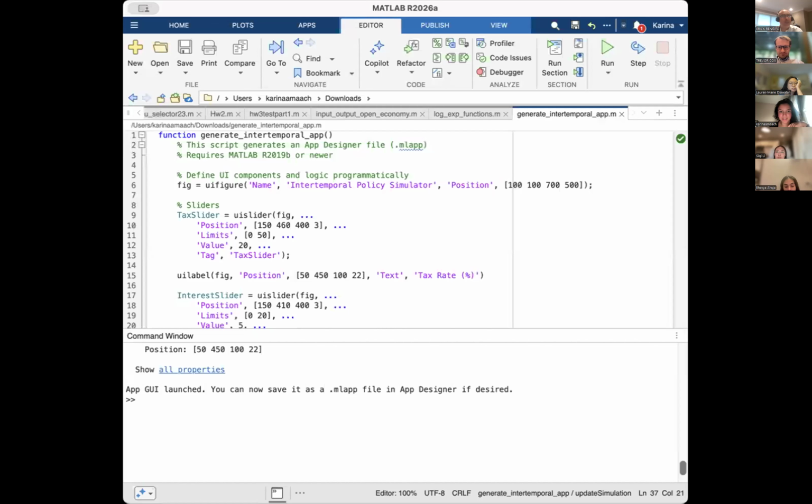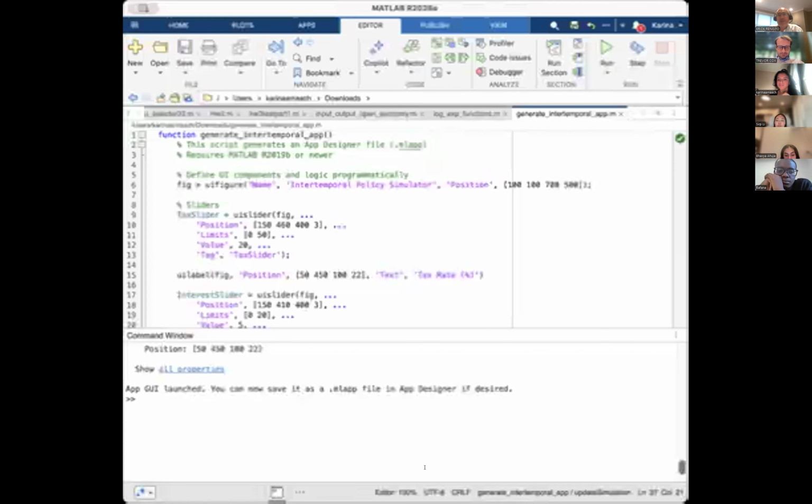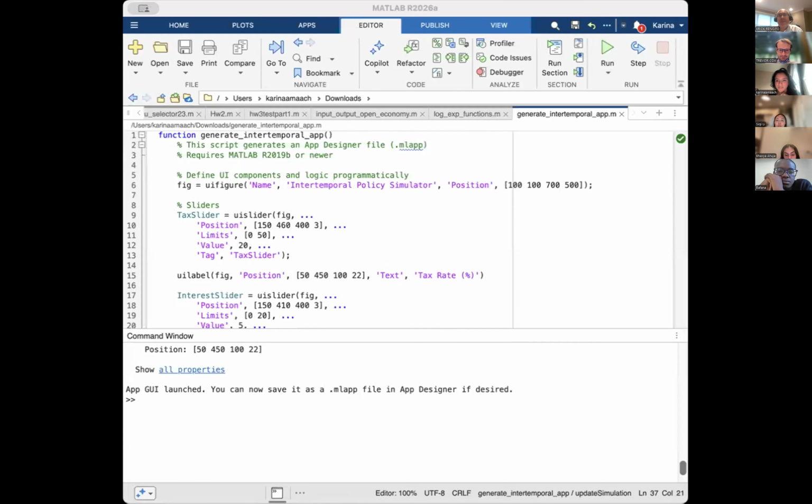Hey, Karina. Okay, so which one are you gonna take? I'm gonna do the generate intertemporal app file. Let me share my screen. Okay, let me see. I hope this is it. Can you see my MATLAB? Yep, we see it. Perfect. If you see anything else, I have a lot of tabs open right now. Can you see my MATLAB still? Yep, we see it.